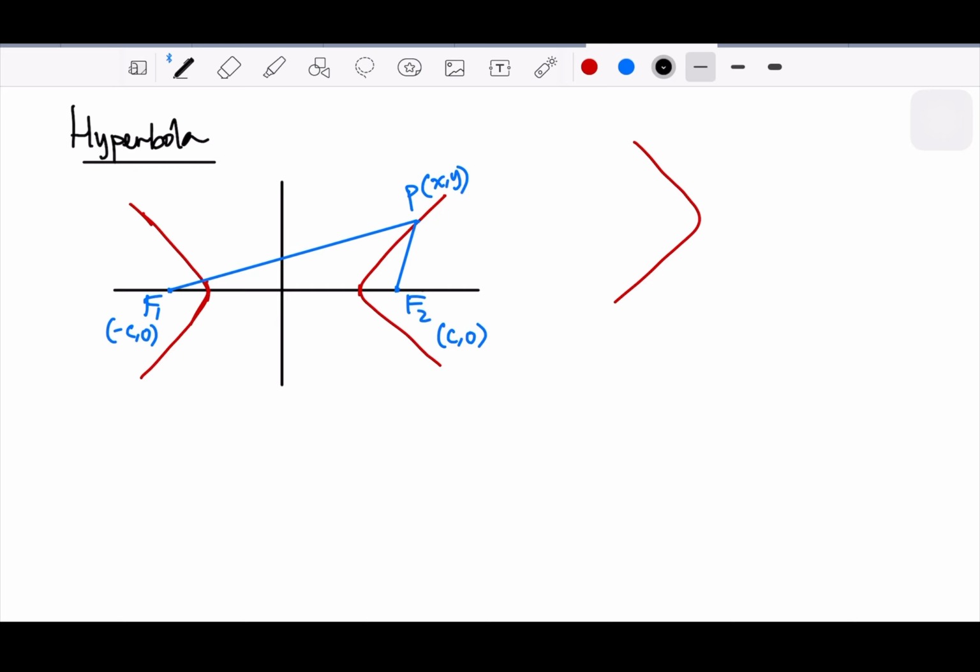And I think hyperbola is also frequently used in some physics, also some chemistry, and I think also in economics it can appear.